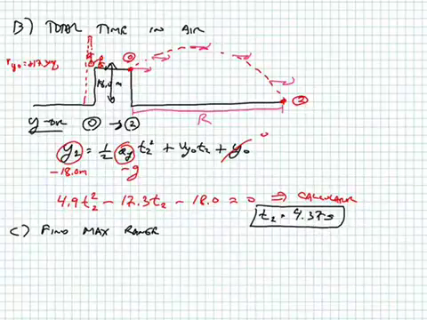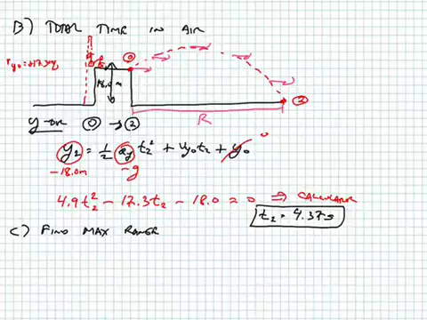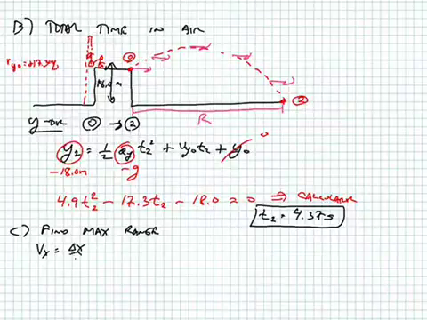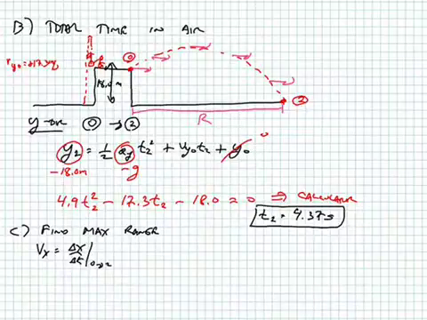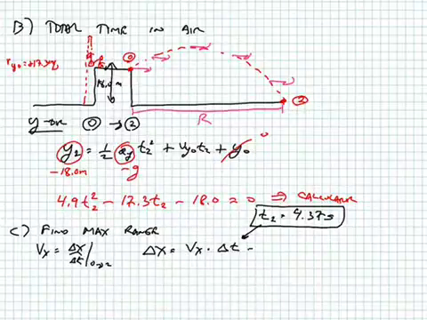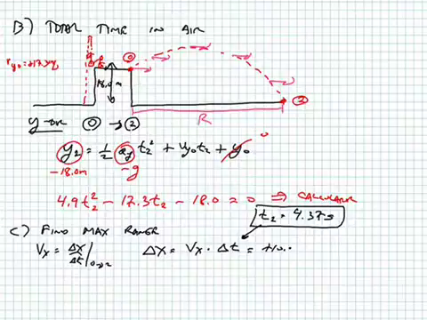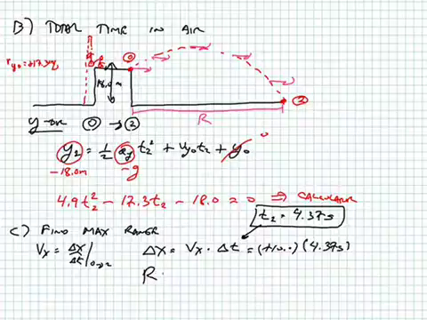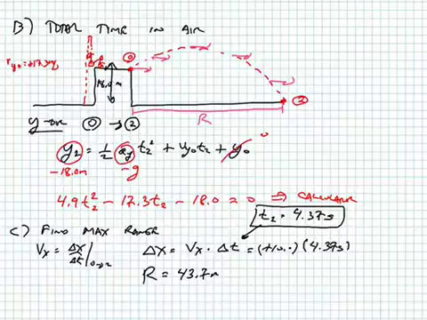So this is actually relatively easy once you find the time. So I'm going to use the equation for constant velocity. So Vx is equal to delta x over delta t. And in this case, I'm concerned with going from 0 to 2. So my delta x is going to be equal to my rate in the x direction times the time, which is actually my t2. And so this is going to be equal to plus 10 meters per second times the total time. So my range in this case is going to be 43.7 meters.